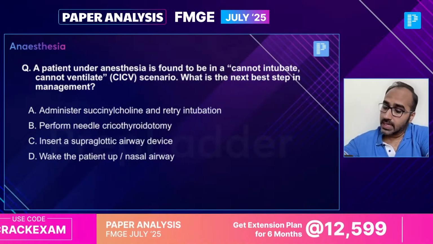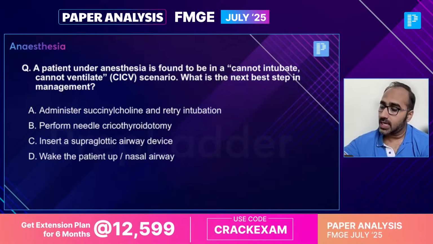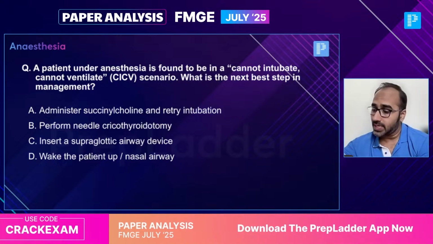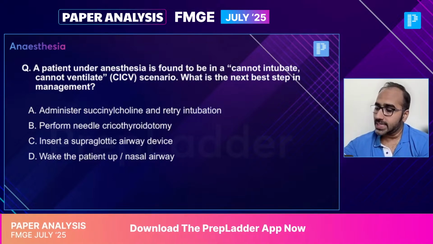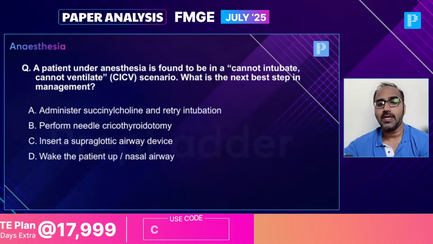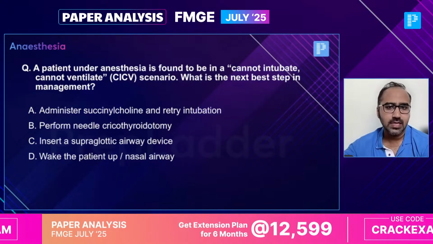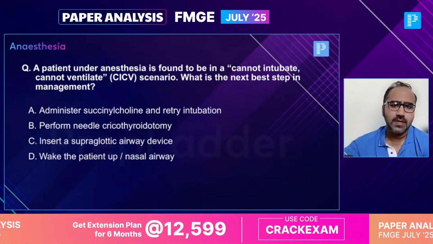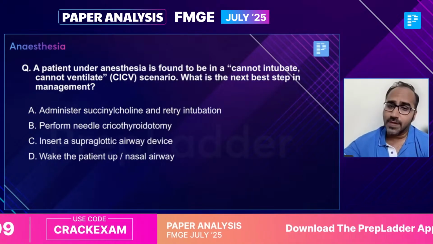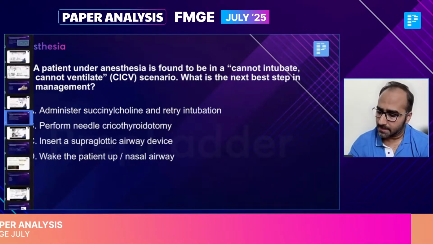Okay. Right. Now, coming to your question. A patient under anesthesia is found to be in a cannot intubate, cannot ventilate scenario. What is the next best step in management? Come on, guys. Cannot intubate, cannot ventilate. Guys, was this question exactly asked like this? There might be different wordings, but most of the students told me this was the question. So if at all you see a cannot intubate, cannot ventilate scenario, what will you do? Just look over here.